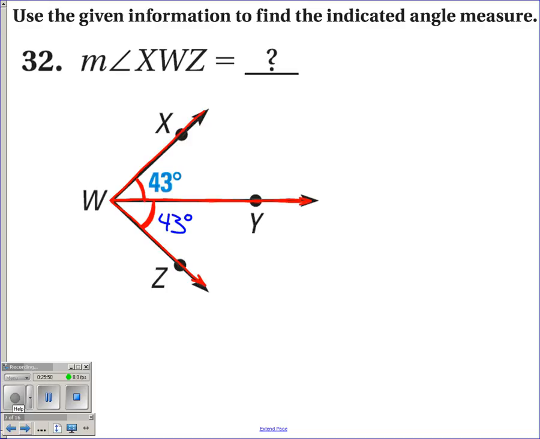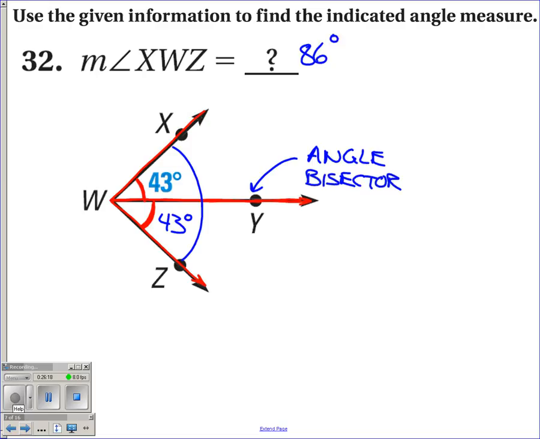Well, if that's 43 degrees, then this ray WY is an angle bisector. It just happens to be, this time, an angle bisector. Why? Because the two angles that are there are both the same, 43 and 43. So what's the measure of angle XWZ? We're just adding these two together. We want the whole thing. That has to be 86 degrees.